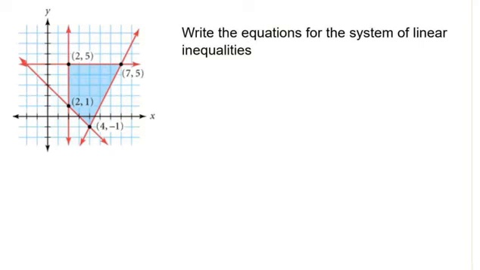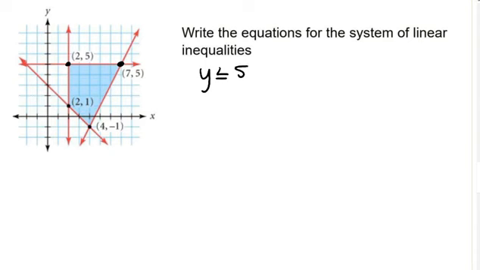Okay, so I'm going to start with kind of the easy ones. I see that horizontal line. Okay, I've got the point 0, 5 here and the point 7, 5 there. That solid line is the line y equals 5. And all of the points in the shaded region are beneath that. So that means that y is less than or maybe equal to 5.